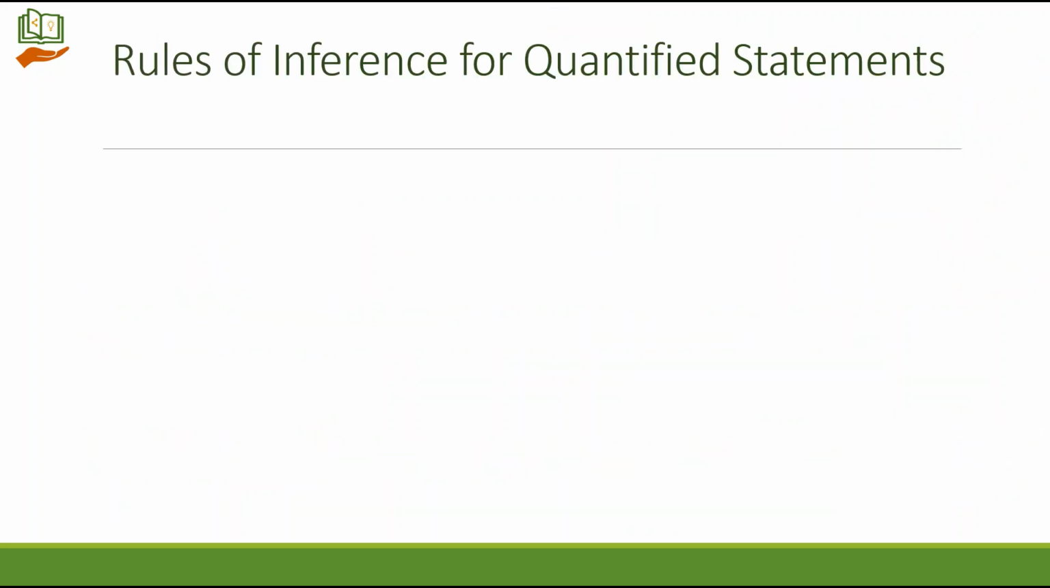We have seen the rules of inference in terms of propositional logic. Now we are going to look at the rules of inference for quantified statements. That is, we are going to look at them in the context of predicate logic. So what is the first rule? We have universal instantiation. Let's take a property P that is true for all elements X.